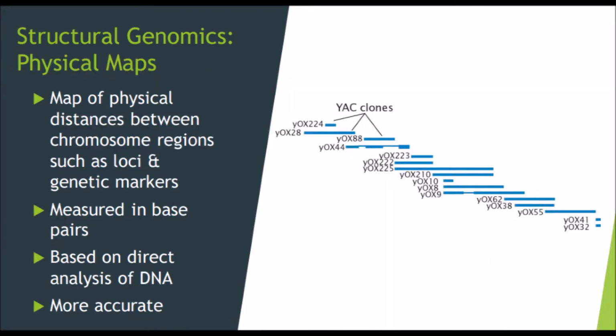Physical maps are maps of physical distances between chromosome regions. They are often measured in base pairs, and they are based on direct analysis of DNA. They are also more accurate than genetic maps because they are higher resolution.